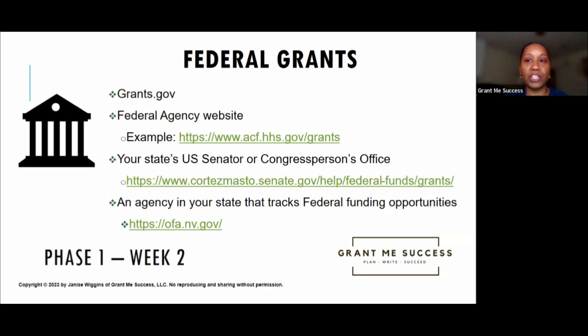Also, I already shared with you here in our state in Nevada, we have OFA, the Office of Federal Assistance. Perhaps in your state, if you're in a different state like Texas, Florida, California, then they may have a like office that you can contact and they could help you to identify those opportunities as well.